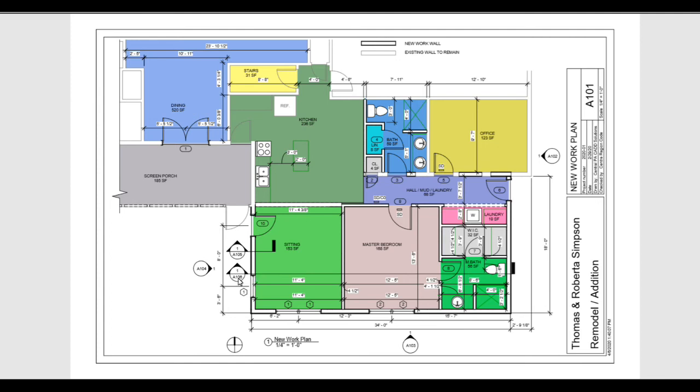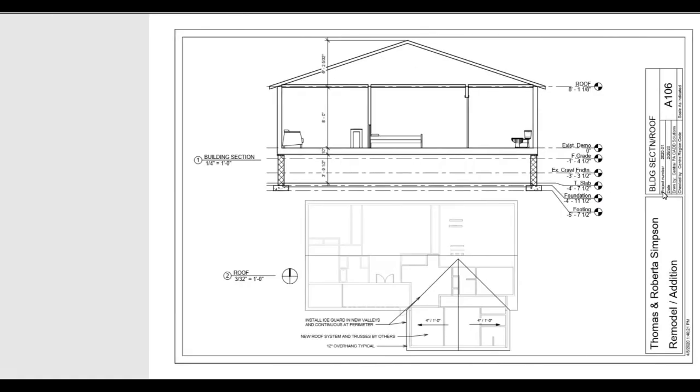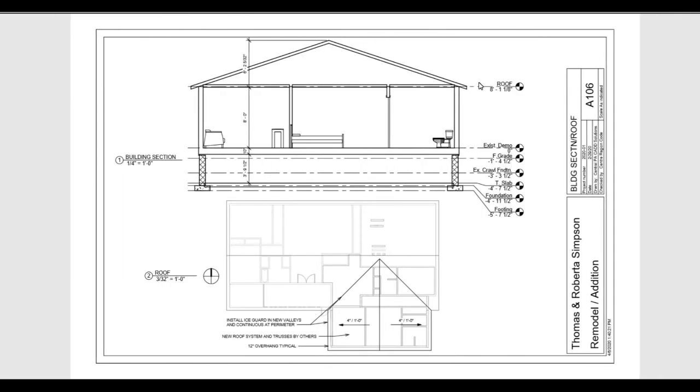To go to the building section, I'm going to go to 1 on A106. On that sheet I can see here is my building section. I can see the different parts of it, the foundation, the floor system, the wall assembly, the roof and ceiling assembly, and it doesn't really show a whole lot of detail because it is at a relatively small scale. A 1/4 inch equals a foot.